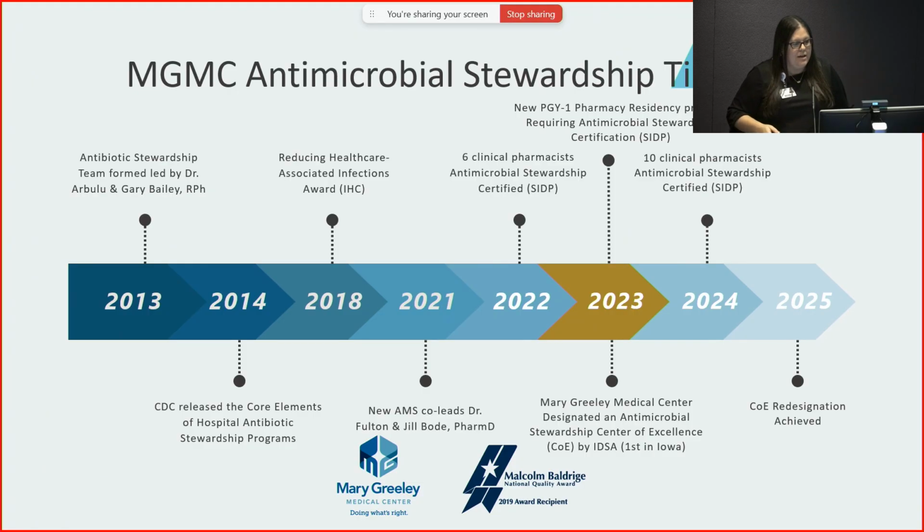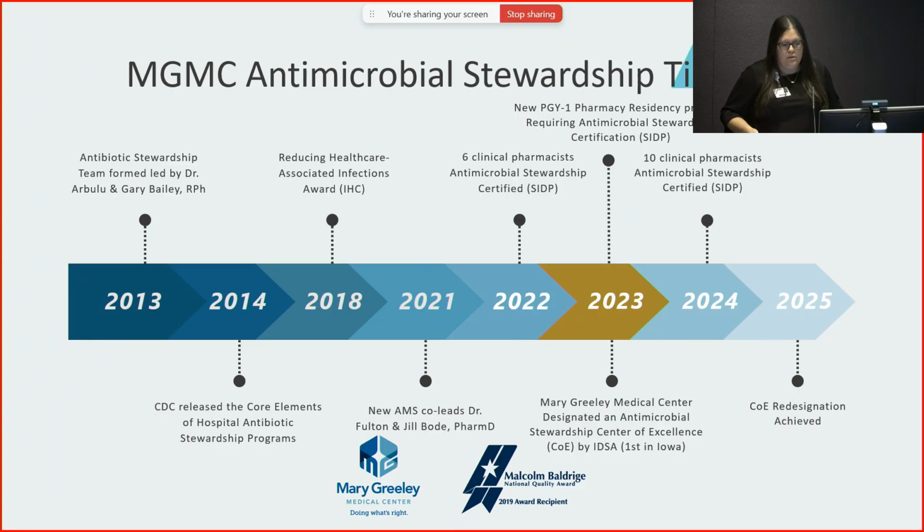And as they rotated out of working here at Mary Greeley, Dr. Fulton and I ended up taking over the program, Dr. Fulton before me, and we really ramped up the pharmacist involvement with the transition. We got more pharmacists specially trained in antimicrobial stewardship to be more specialized and help support the program more broadly. We've added this to our pharmacy PGY1 residency program as a requirement. Every hospital in the nation needs pharmacists focused on this topic, at least partially, so we want to help teach and spread that knowledge.